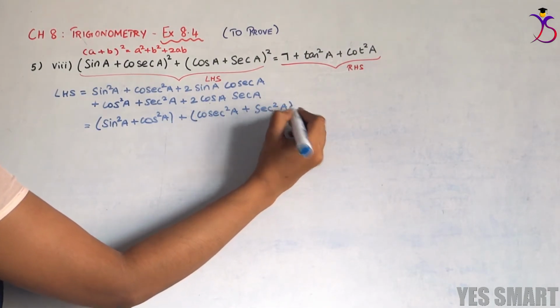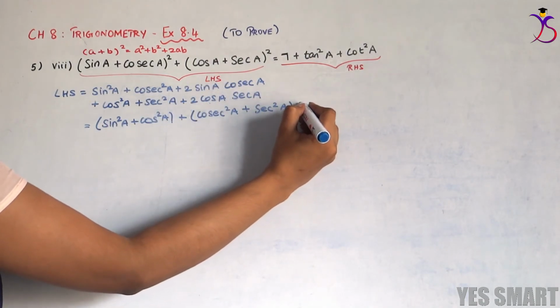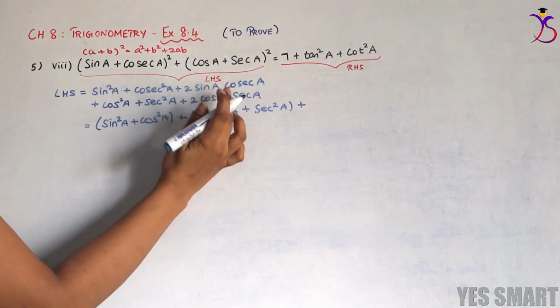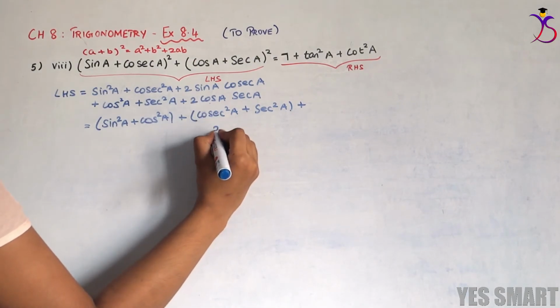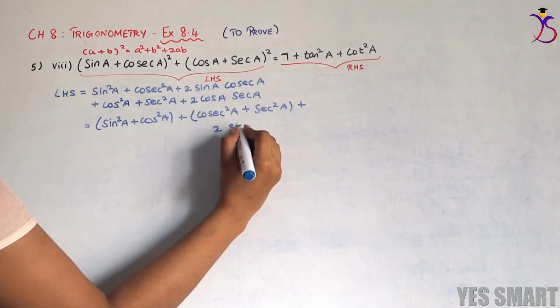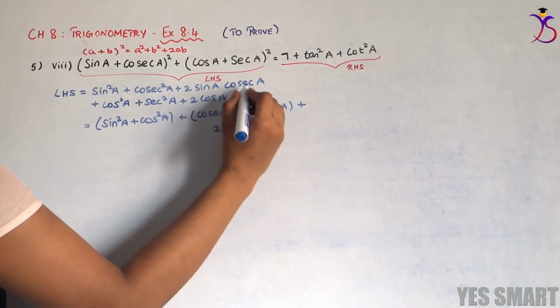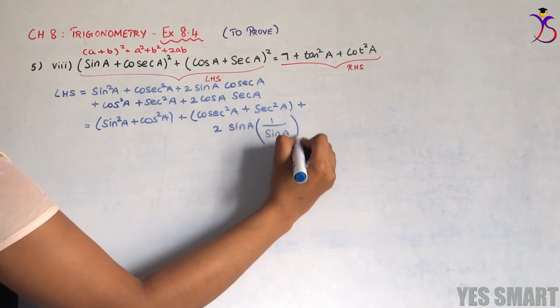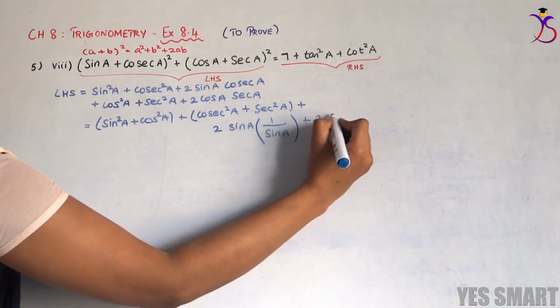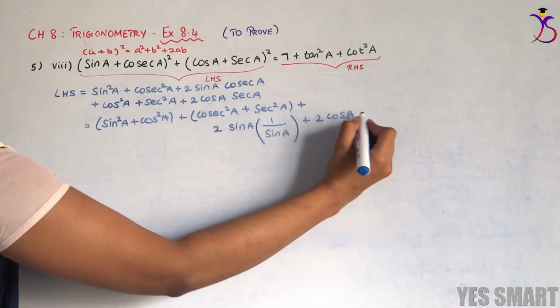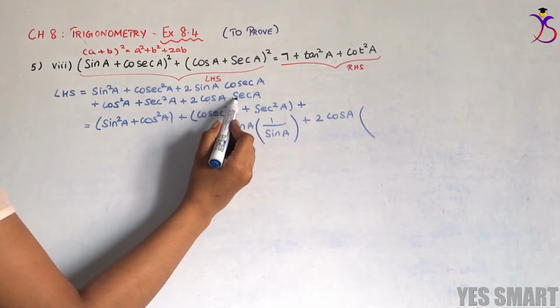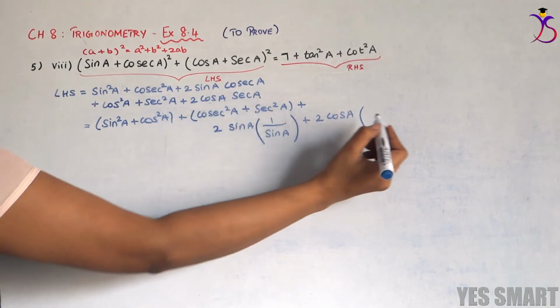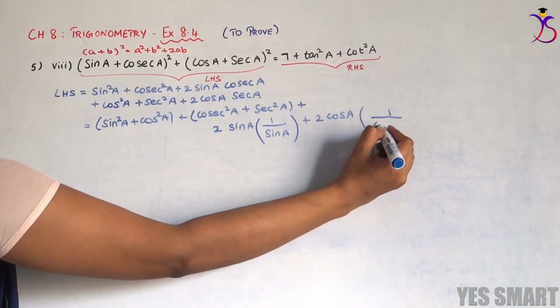So next, in these terms, this 2 sin A, I am just keeping it as it is. Therefore, plus 2 sin A. This cosec A can be written as 1 by sin A. Plus, same way, 2 cos A, I am just keeping it as it is. This secant A, I am just writing it as 1 by cos A.